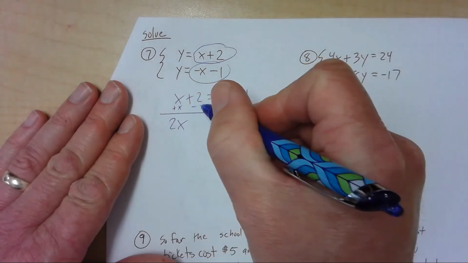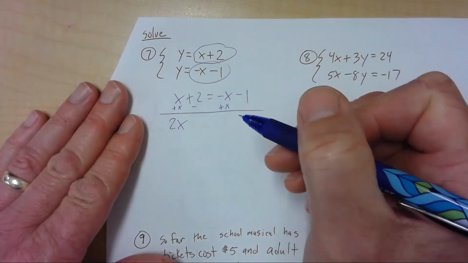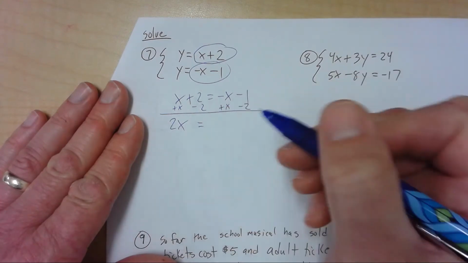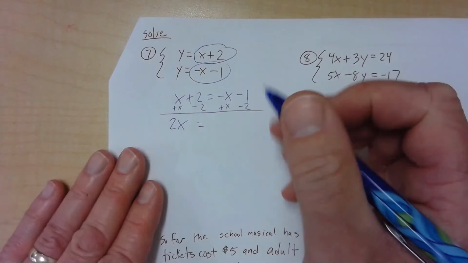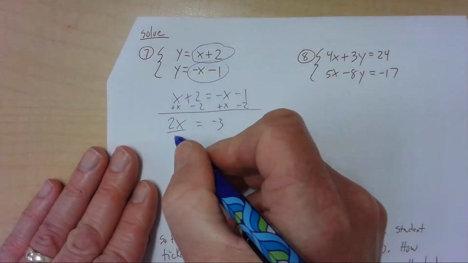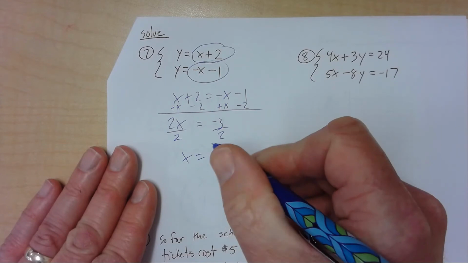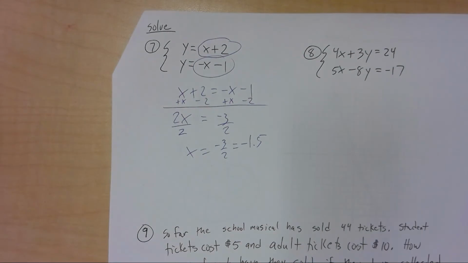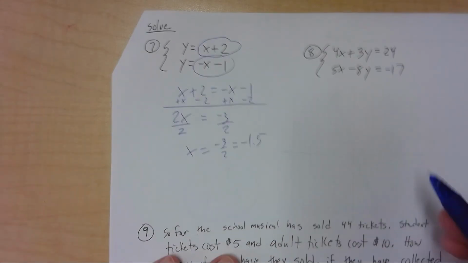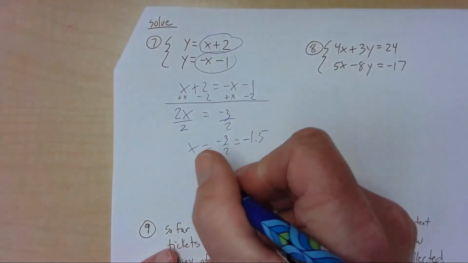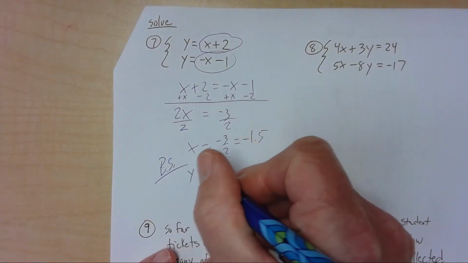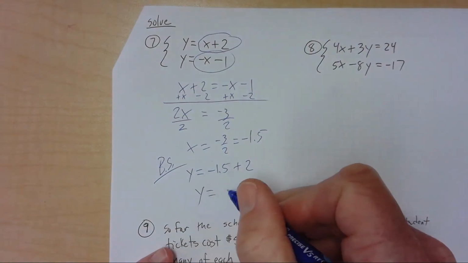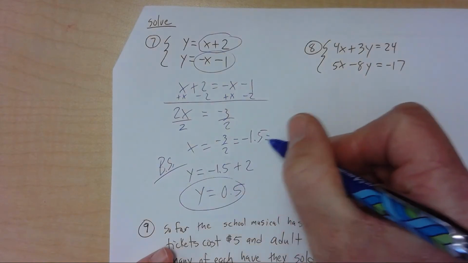And then I'm going to subtract the 2 over, and that would be negative 3. So we divide by 2, and x is equal to negative 3 over 2, which is negative 1.5. So that's okay that it's a fraction or a decimal or whatever. So now I'm going to put that back into the first equation. So my back substitution is y is equal to negative 1.5 plus 2. That means y is a half, or 0.5, however you want to think about it.